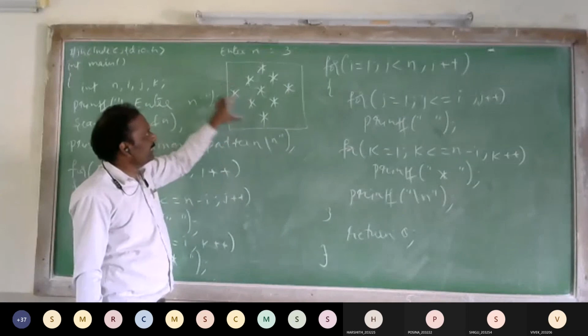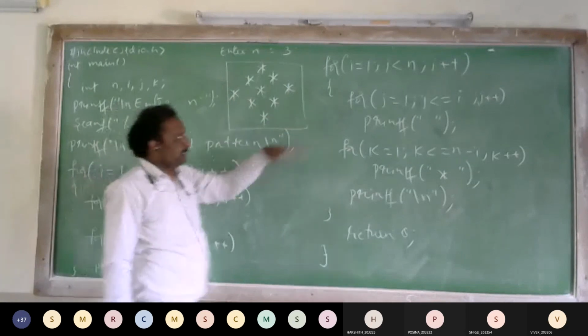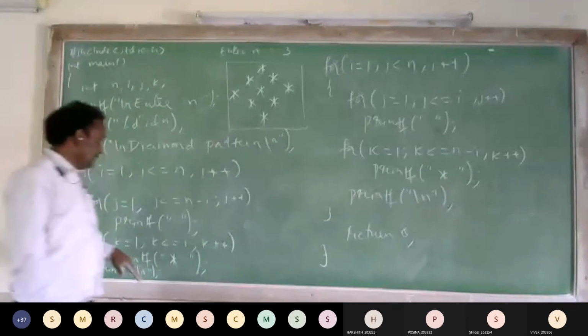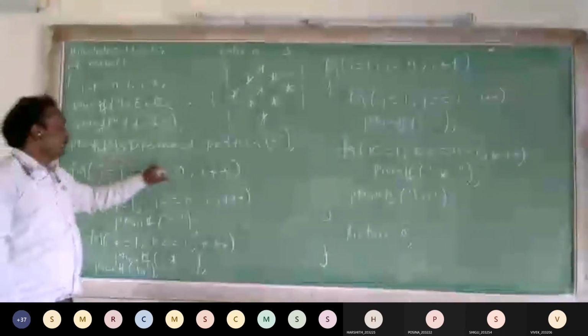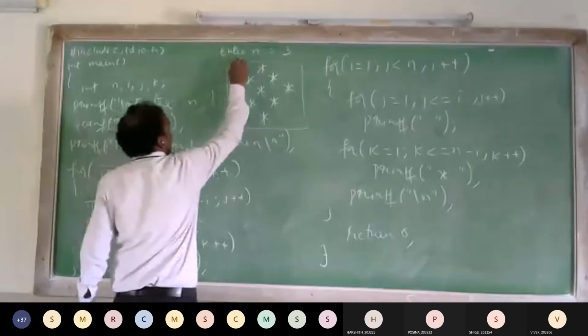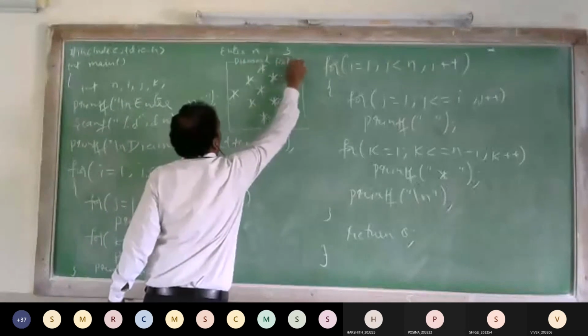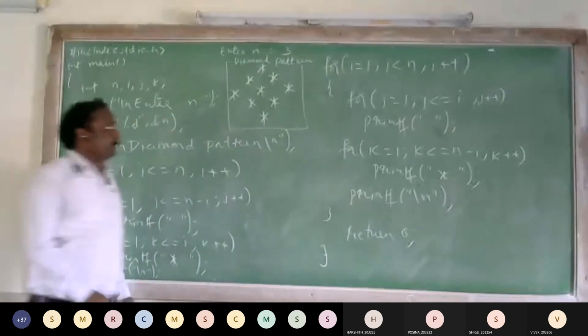I don't want to print the 3 stars again. So 3 less than or equal to 3 is false. So by that time, the output will be like this. The diamond pattern is the output.